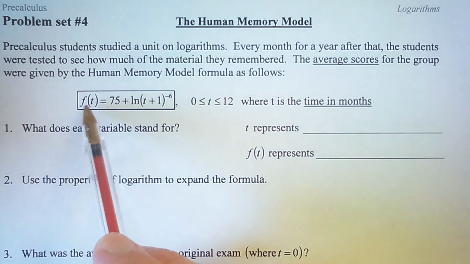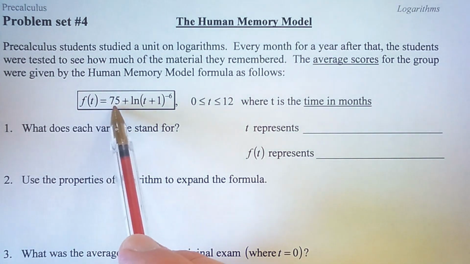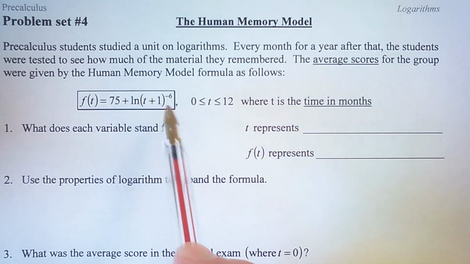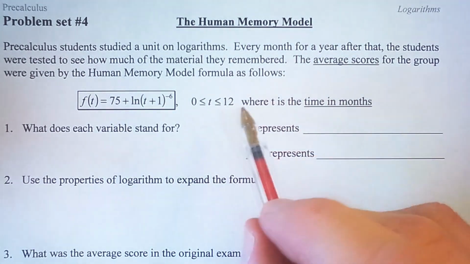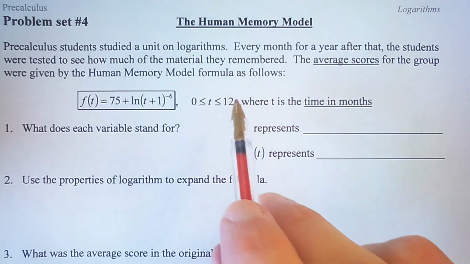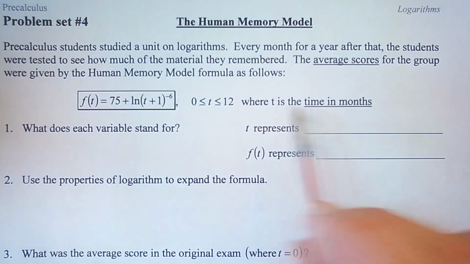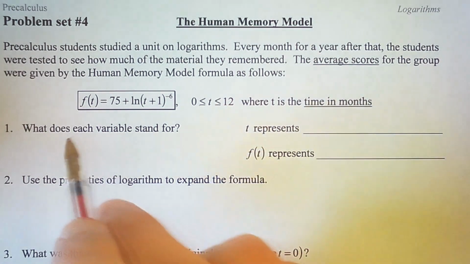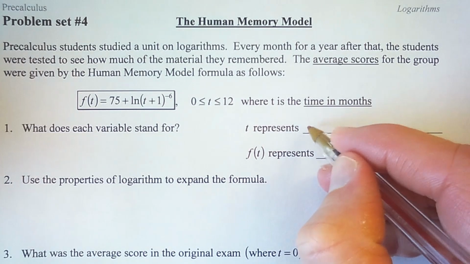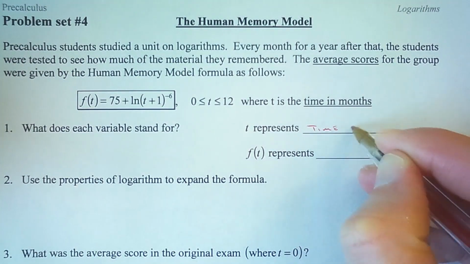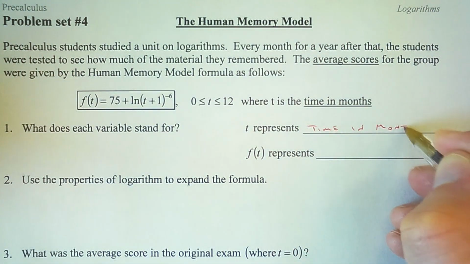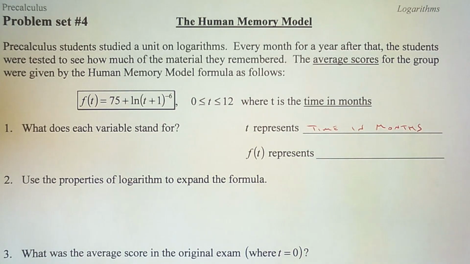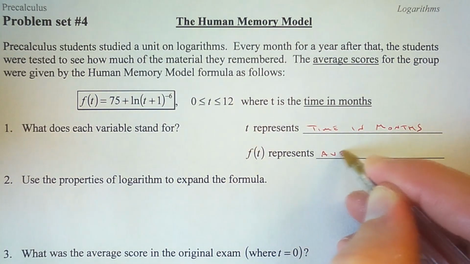So we've got average score, f of t equals 75 plus natural log t plus 1 to the negative 6th power. T is going to be between 0 and 12. T is the time in months. So what does each variable stand for? T represents time in months. F of t represents the average score.